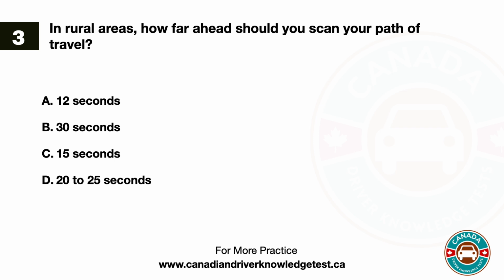Question 3. In rural areas, how far ahead should you scan your path of travel? A. 12 seconds. B. 30 seconds. C. 15 seconds. D. 20 to 25 seconds. The answer is D. 20 to 25 seconds.